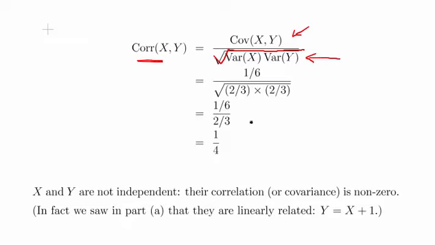That works out to be simply 2/3. That simplifies very quickly to just 2/3. So we have 1/6 divided by 2/3. Working that out algebraically, that should be 1/4, 1 over 4. So x and y are not independent, which is the last part of this question. Their correlation and their covariance is non-zero, and in fact earlier on we found that they are linearly related.